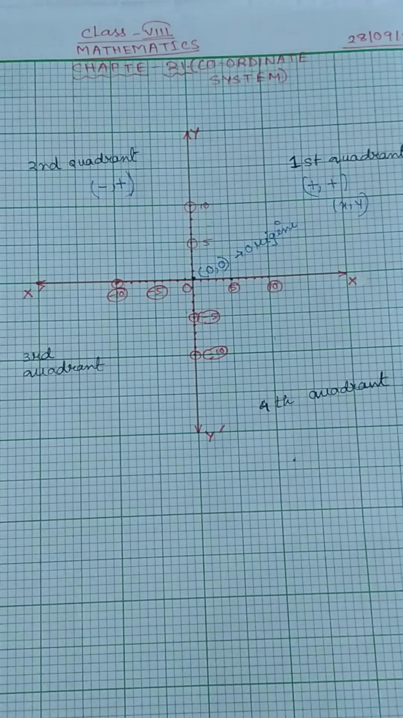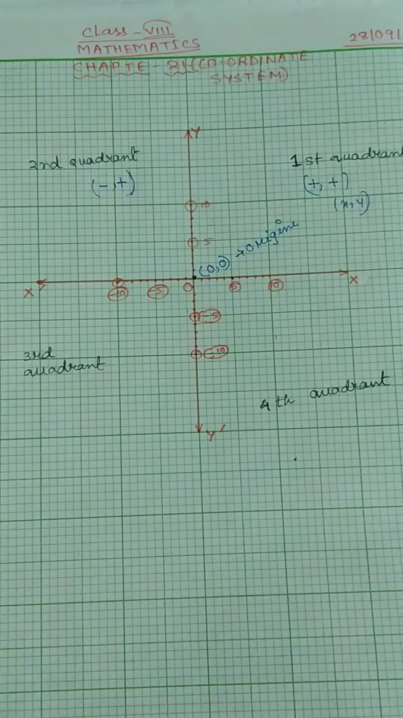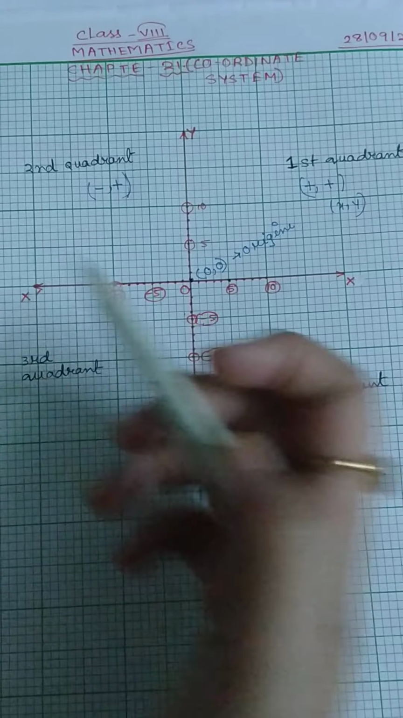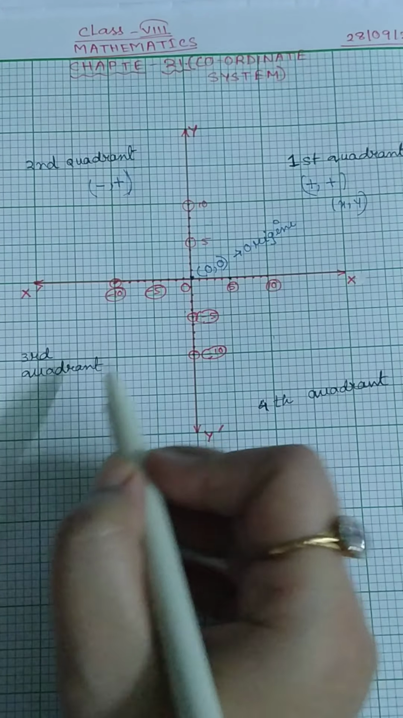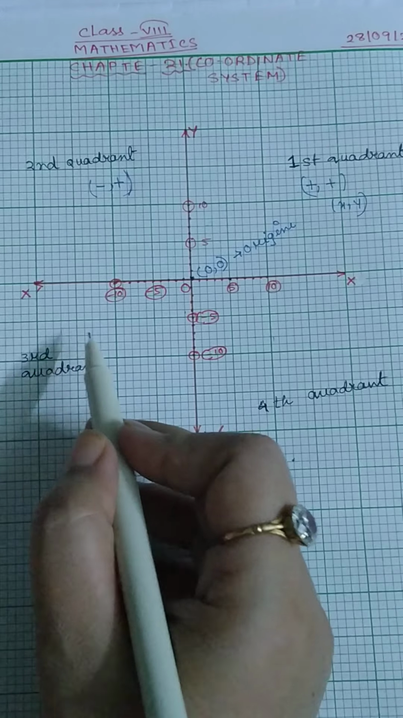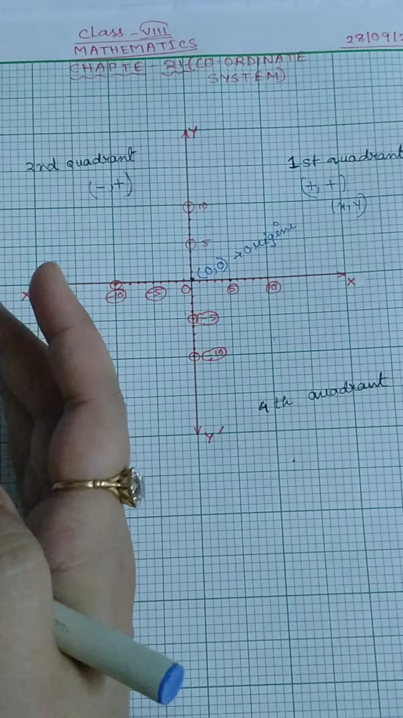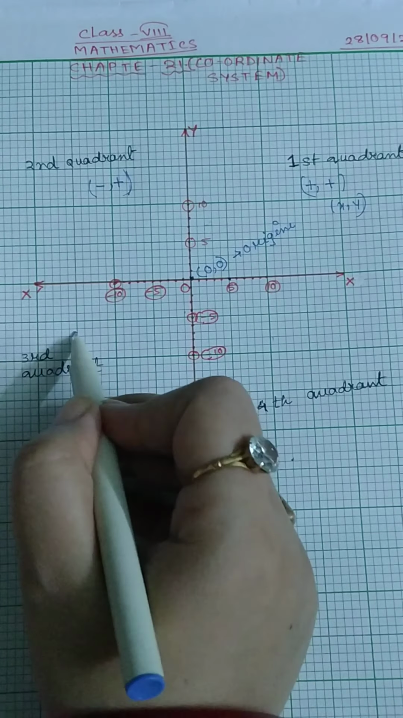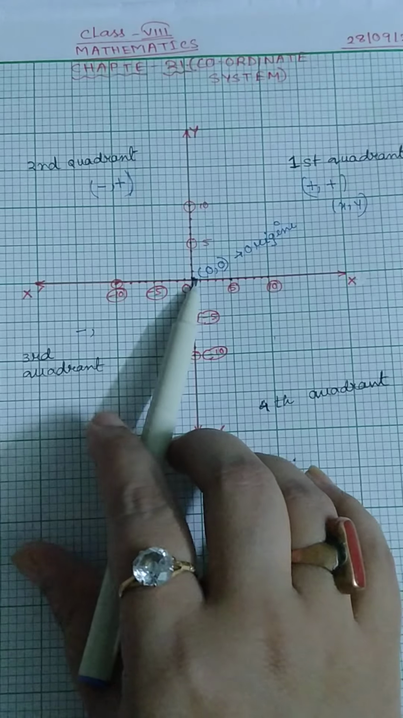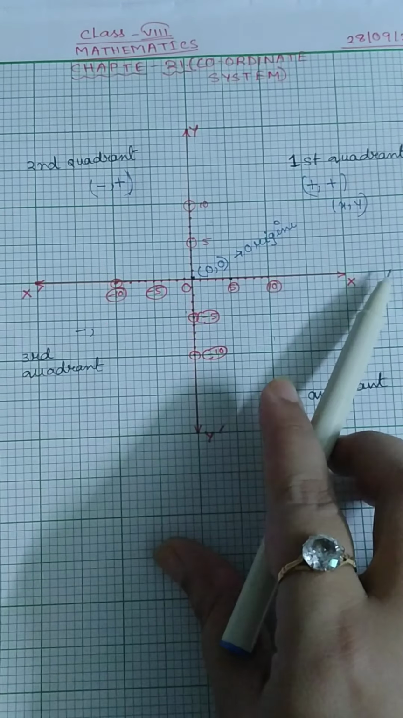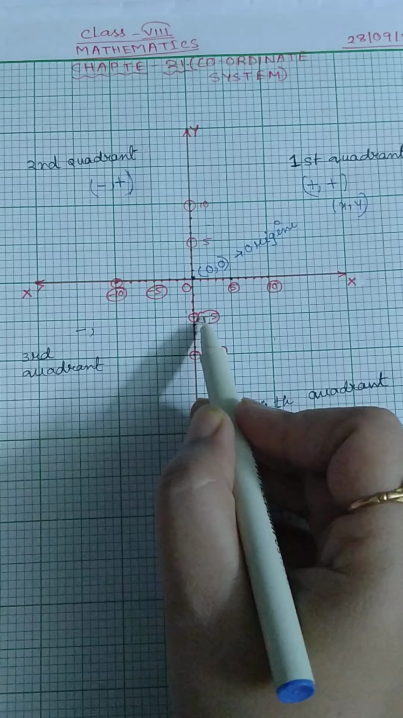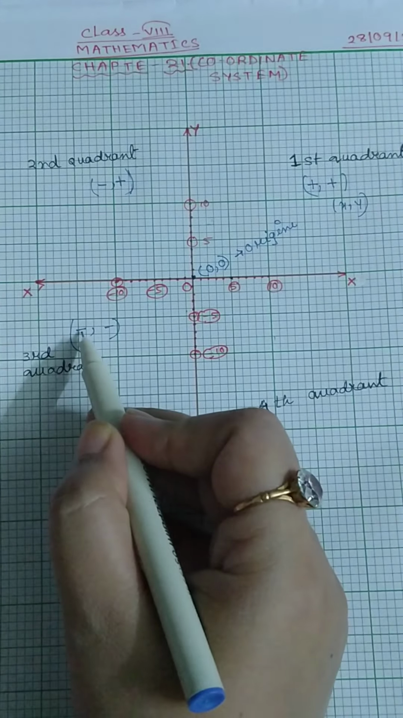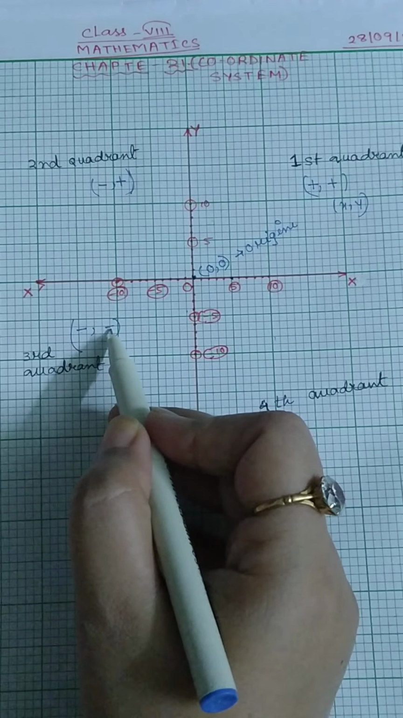Any value of x, if it is minus, you have to plot it in this direction, the left of the vertical line. Okay. Next, the third quadrant. It is the same, the left side of the vertical line. Here the value of x is minus, and as this is below the x-axis, the value of y is again minus. Value of x will be minus and value of y will be minus.